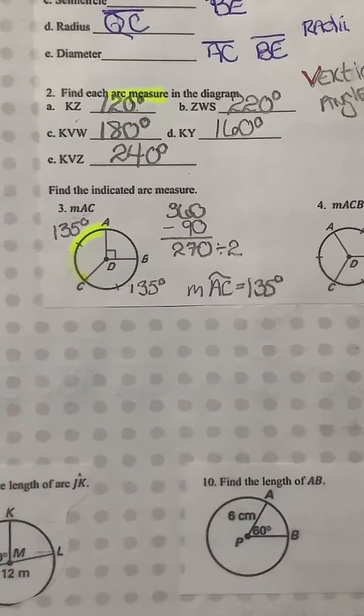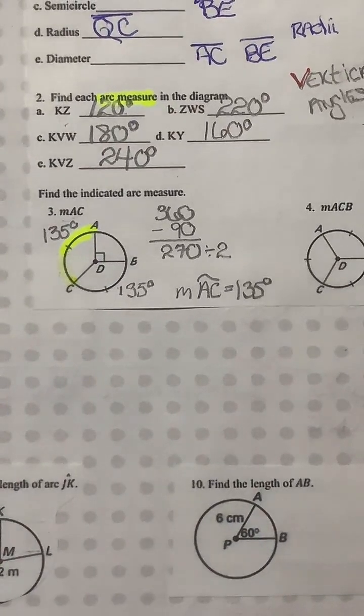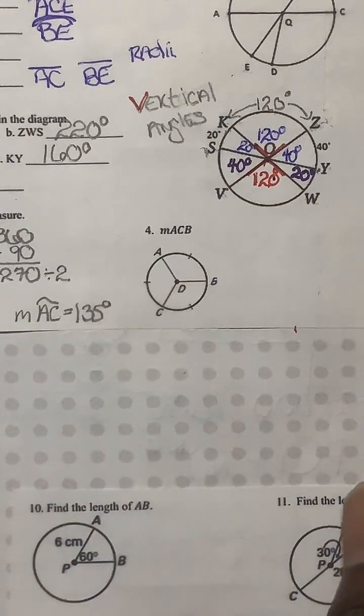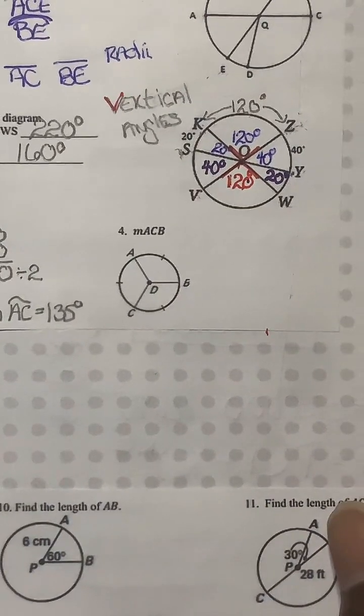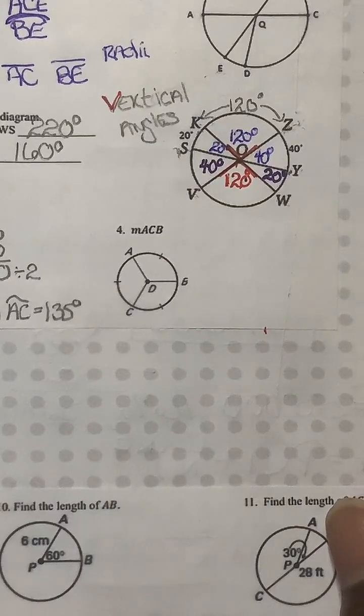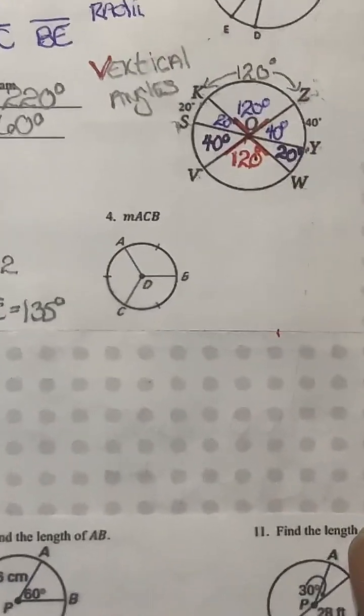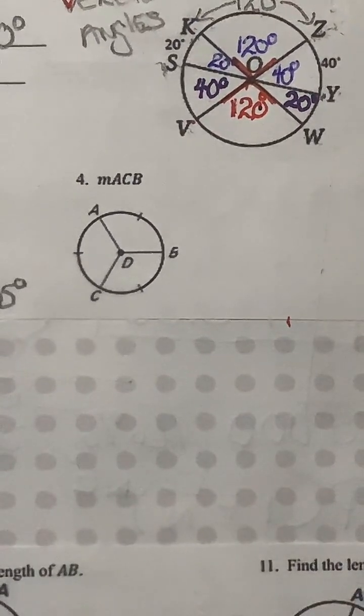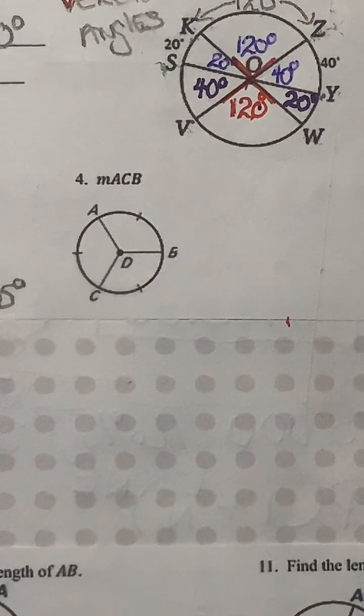All right. Nicely. So, sliding over. This time they want us to find the measure of ACB. So are we dealing with the major arc or a minor arc? ACB, major or minor? What do you think? Okay, good. Major. Yes.